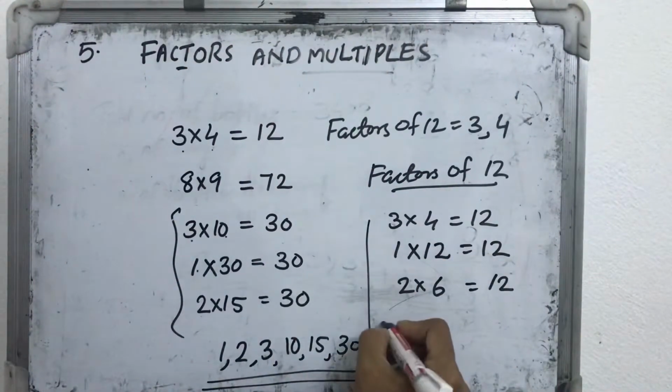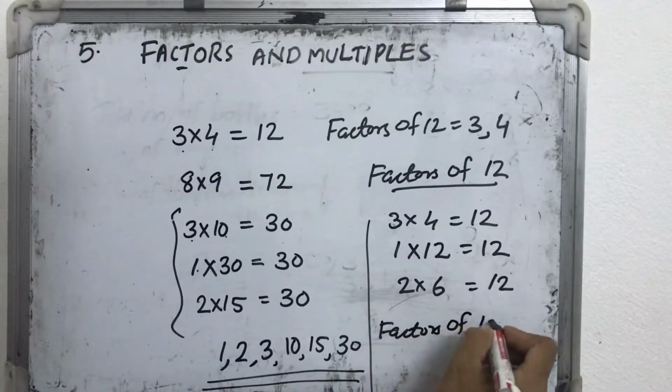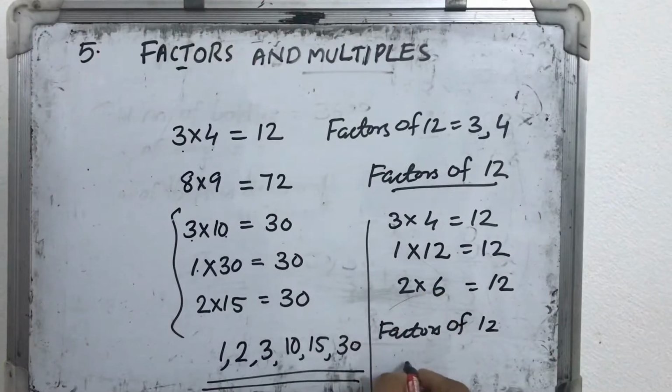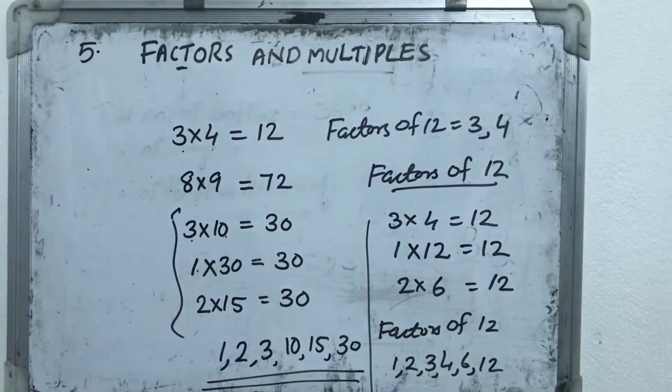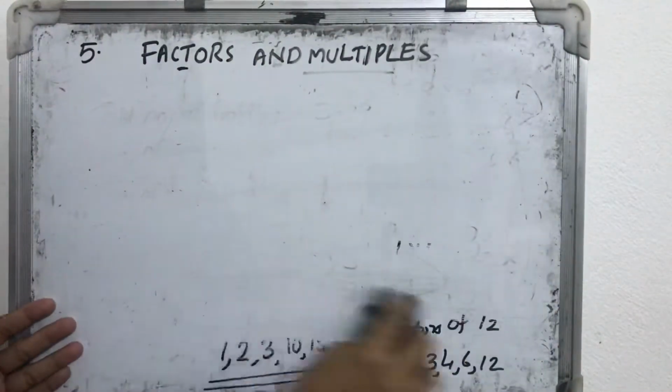So here the factors of 12 we can write from the smallest to biggest, that is ascending order: 1, 2, 3, 4, 6, 12. So these are the factors of 12. In the same way we can find the factors of any number by using this method.